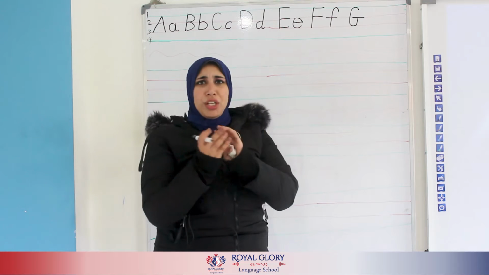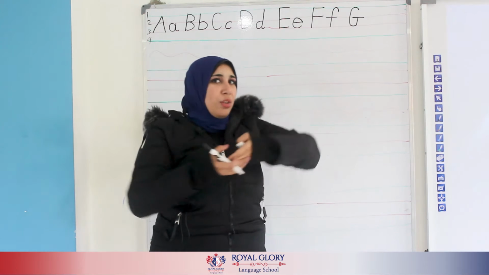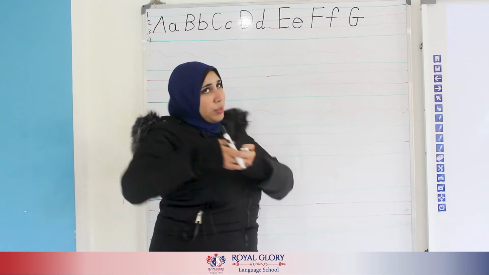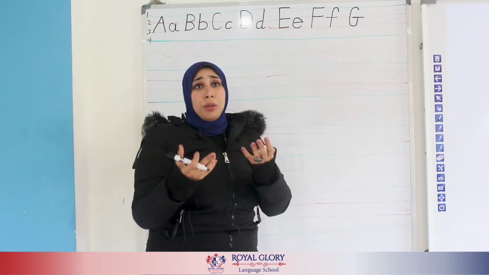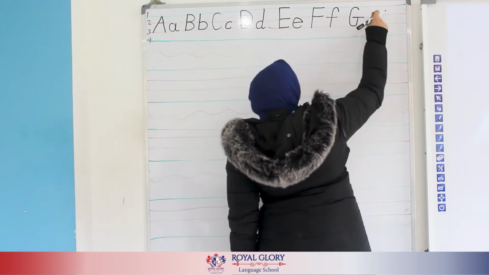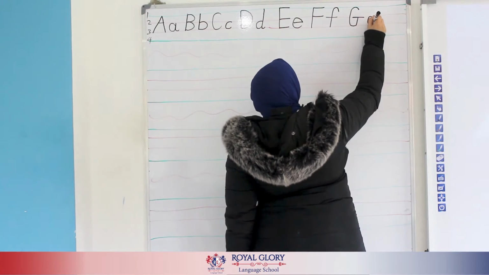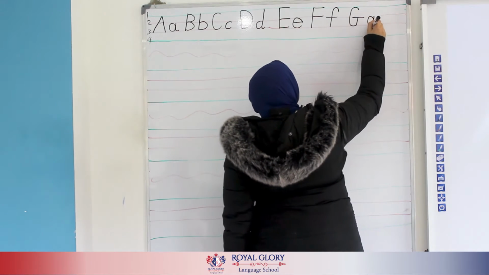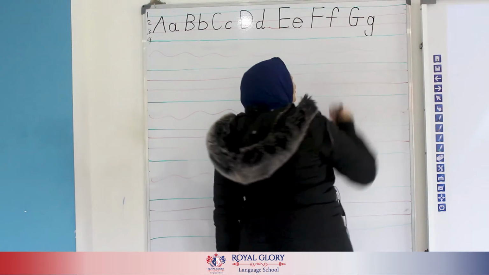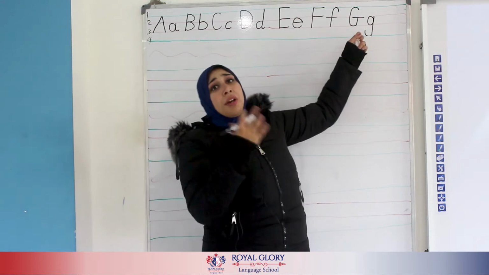The lower case of sound G. The baby case of sound G. Okay, make a circle between line number 2 and line number 3 like this. Make a circle up and down again to line number 4 and make a curve. Okay, this is G sound, G.